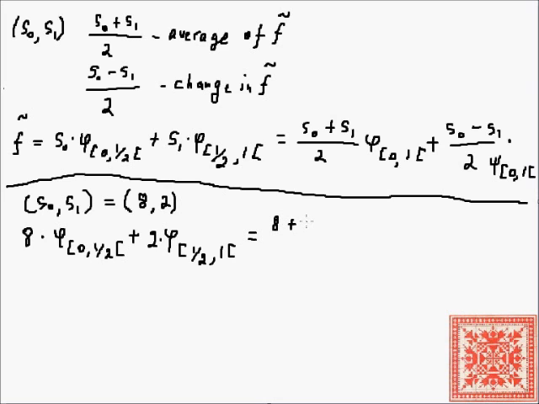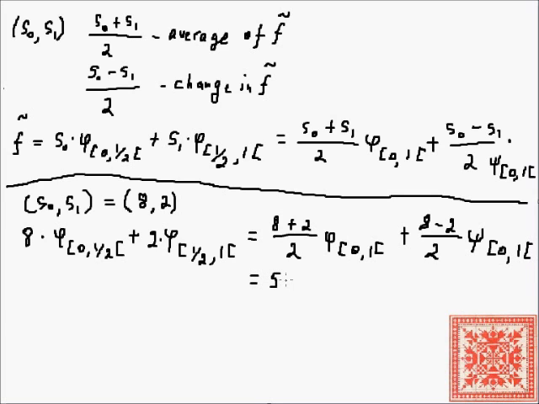which equals (8 + 2)/2, the average, times phi on the larger interval from 0 included to 1 excluded, plus (8 - 2)/2, the change, times psi, the basic wavelet, from 0 included to 1 excluded. This in turn equals 5 times phi from 0 included to 1 excluded plus 3, that is (8 - 2)/2, times psi from 0 included to 1 excluded.